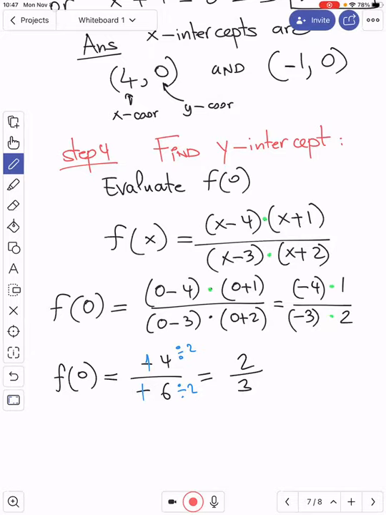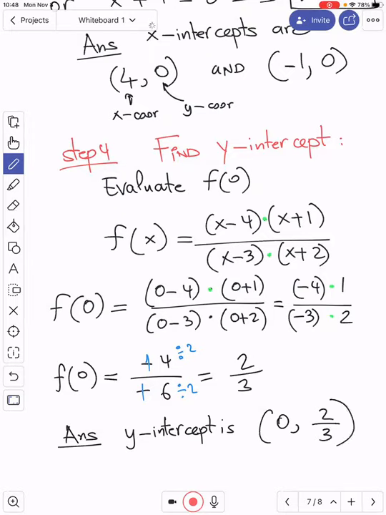Right, so then the answer, the y-intercept is, again, for the y, like we did for the x-intercept, we're gonna use the points notation. So the y-intercept is (0, 2/3).